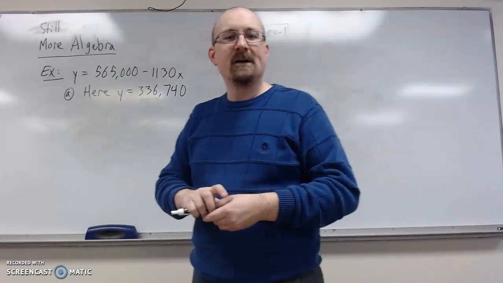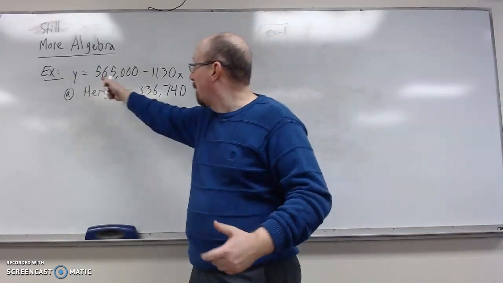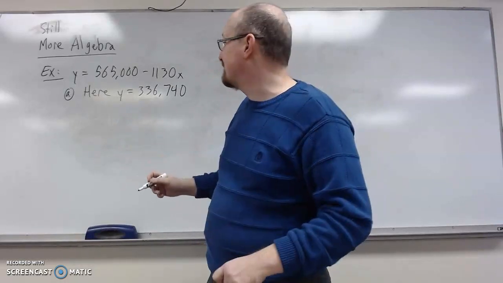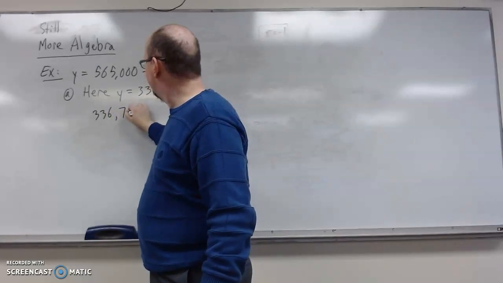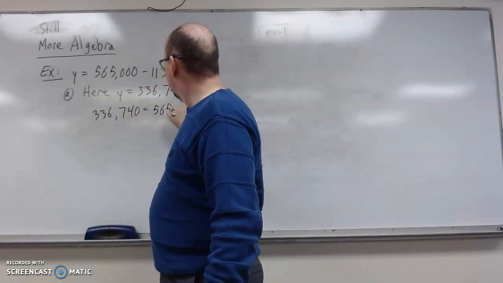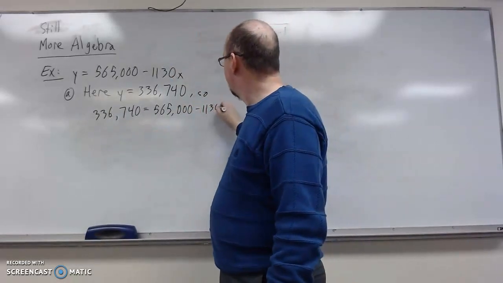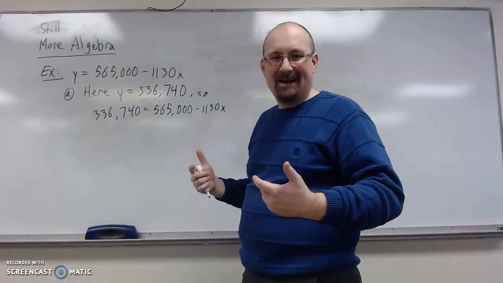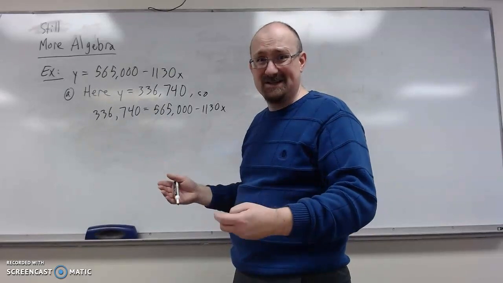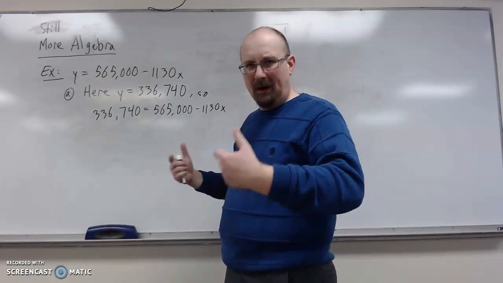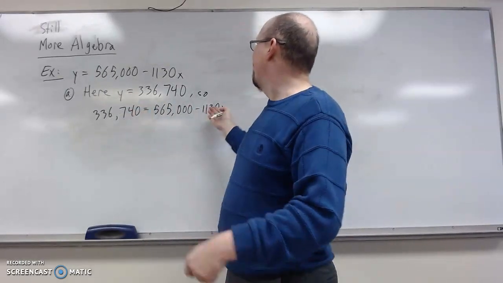Why am I telling you this? Anyway, y has to be 336,740. We plug that into the equation, and then we just need to get x by itself. So 336,740 equals 565,000 minus 1,130x. To get x by itself, we've done a whole bunch of this at this stage, so I'm going to sweep the calculations together rather than laboriously writing it out bit by bit. We need to subtract the 565,000 over here, and then we need to divide.